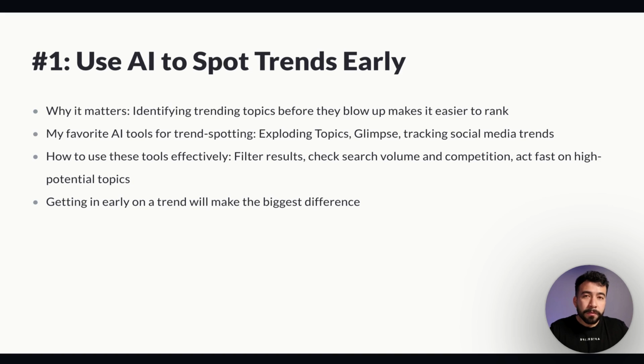My favorite tools for doing this process are Exploding Topics, Glimpse, or just using trend tracking tabs on social media platforms. So how to use these tools effectively? You're going to want to make sure that you always filter your results. You're going to check the search volume, competition, and growth, and then you want to act fast on those high potential topics. Getting in early on a trend will make the biggest difference for you. So let's go ahead and jump in and show you how I find these trends.